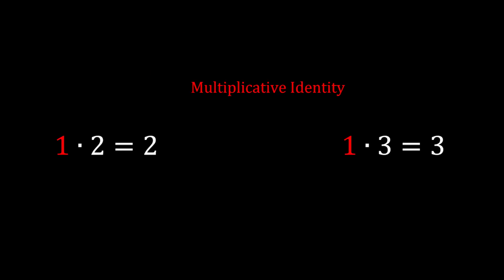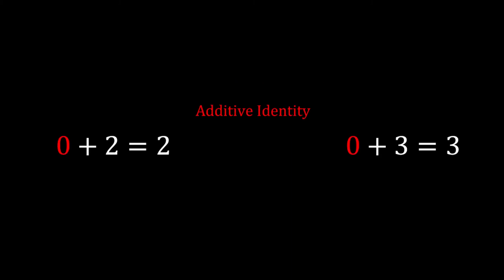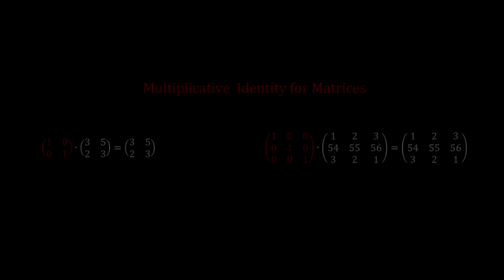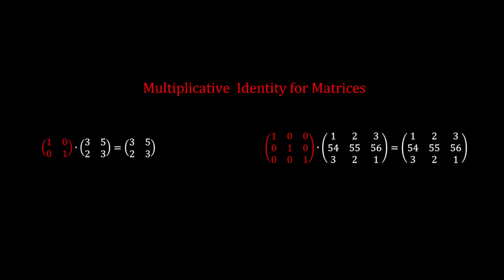For example, 1 is the identity for multiplication because any number multiplied by 1 is itself. 0 is the identity for addition because any number added to 0 is itself. The 0 matrix is the identity for matrix addition since any matrix added to the 0 matrix is itself. The identity matrix is the identity for matrix multiplication since any matrix times the identity matrix is itself.